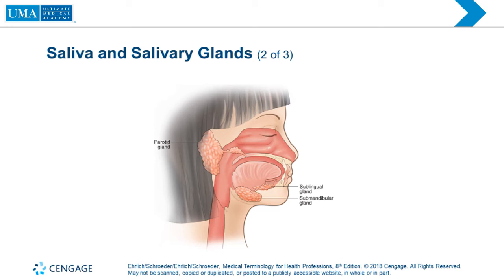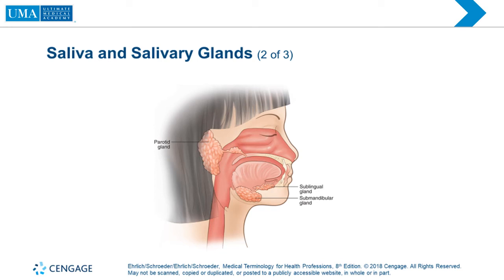Moving on to saliva and salivary glands. Saliva is the colorless liquid that maintains the moisture within our mouths. It helps also maintain the health of our teeth, and it begins the digestive process by lubricating the food that we're chewing in the process known as mastication.